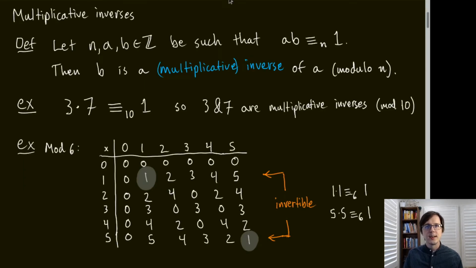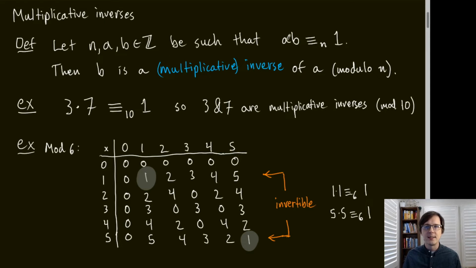Okay, so the first thing that we'll talk about are multiplicative inverses. Let's say that we have a modulus n and two integers a and b, such that the product of a and b is congruent to 1 modulo n. Then b is called the multiplicative inverse of a modulo n. The definition says a multiplicative inverse, but what we're going to see is that they're essentially unique when they exist. They don't always exist.